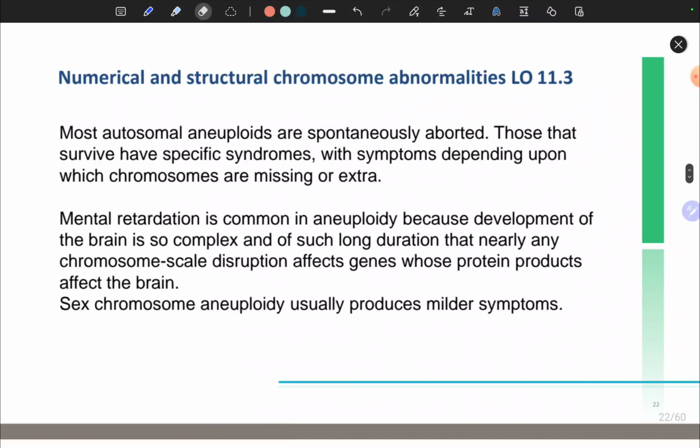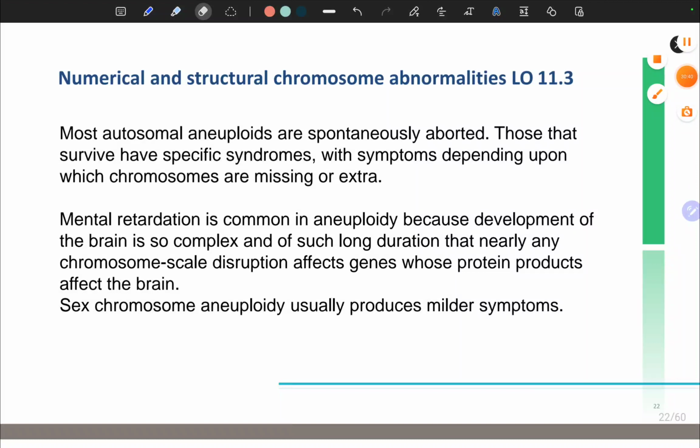Triploidy and tetraploidy, as you said, either end by natural spontaneous abortion or they will die a few days after delivery. But the other ones, which are the monosomy and trisomy and some others, usually they may grow and come out with this problem, which is the congenital anomalies.